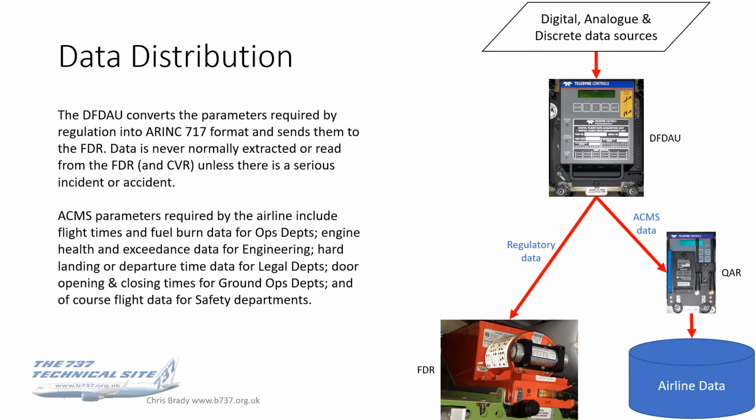Data from the FDR and CVR is never normally extracted or read unless there is a serious incident or accident. So that's in there, that's safe, that's sealed, and that's overwritten every 2 or 25 hours depending on what the data is. The ACMS parameters required by the airline are fired off via the QAR.